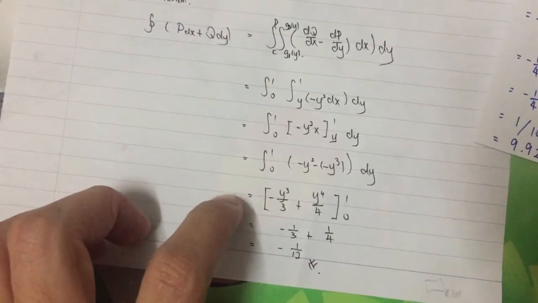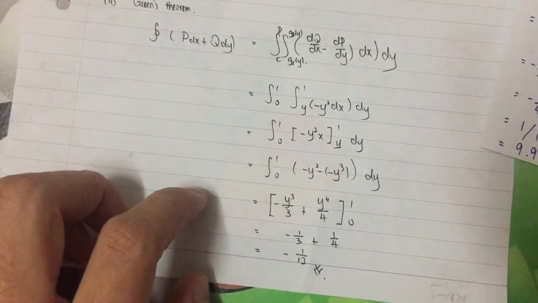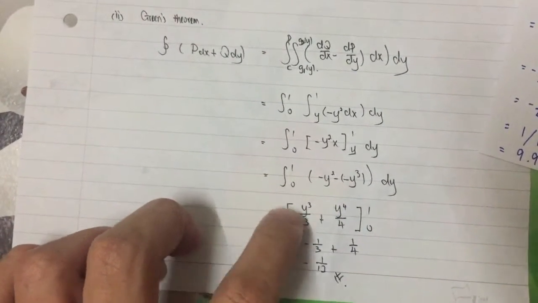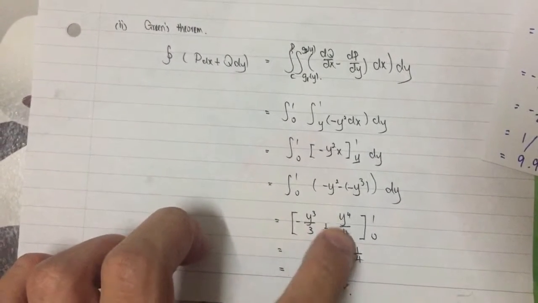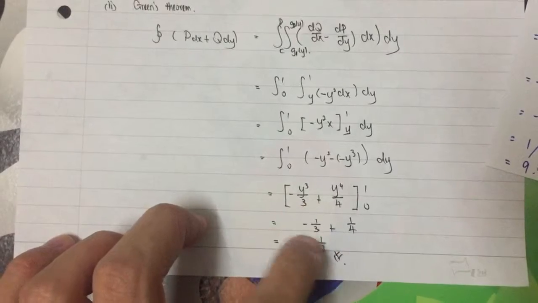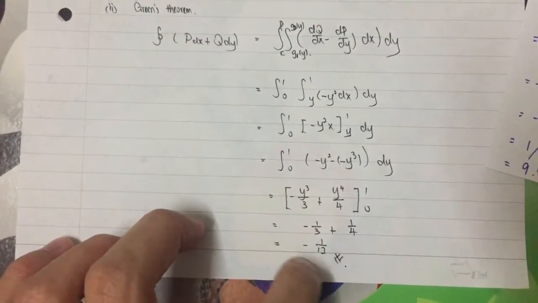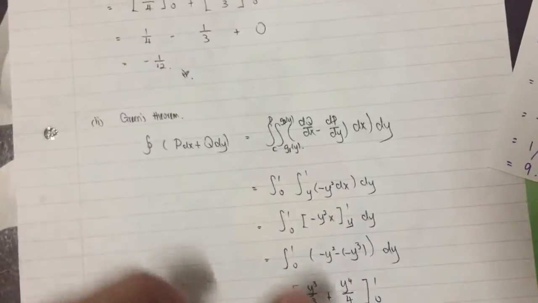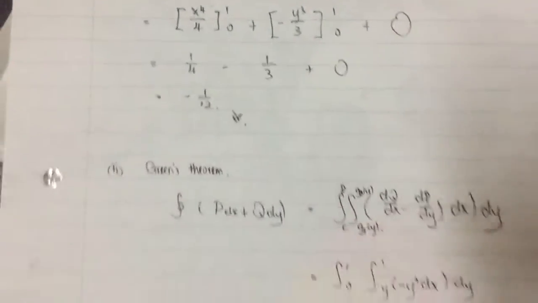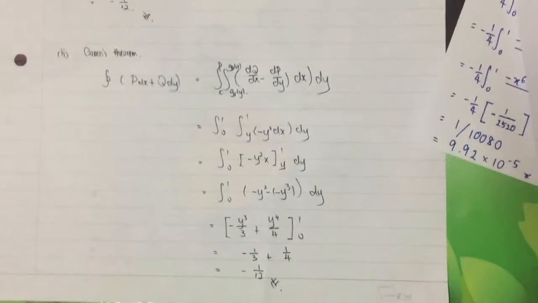And you integrate with respect to y, and we get something like this, where negative y to the power 3 over 3 plus y to the power 4 over 4, and you get -1 over 3 plus 1 over 4, and the answer would be -1 over 12, which is exactly the same as the answer using the first method. Yeah, that's all for question 1. Now Chuan would like to explain about question 2.